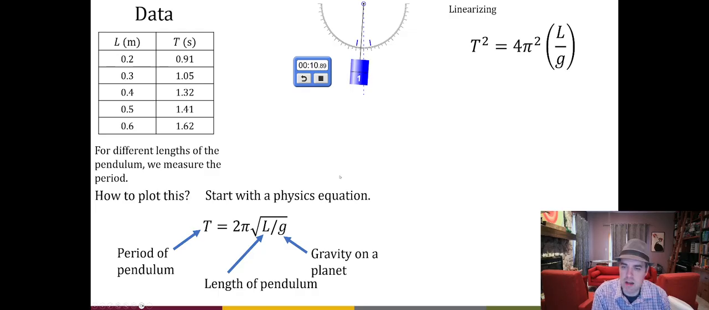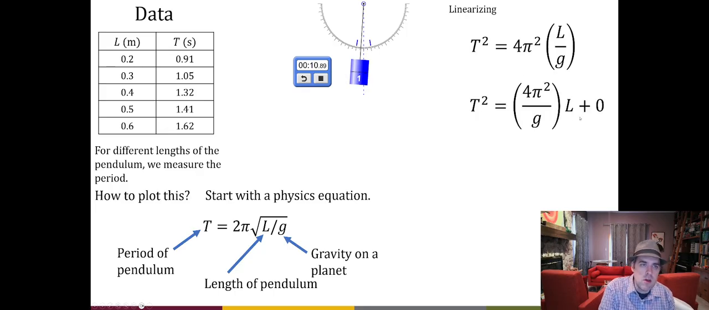So we need to linearize this. And as you can see in this equation here, we have a square root. Well, y equals mx plus b does not have a square root in it. So the first thing we're going to do is square both sides, arriving at this equation here. So T squared equals 4 pi squared times L over g. So this used to be a square root, but now we've squared both sides, so now it's gone. And I'm going to rearrange this just a little bit to help us see the y equals mx plus b. So I brought the g over to this term, and I put the parentheses there, and brought the L here. So hopefully you can see the y equals mx plus b.